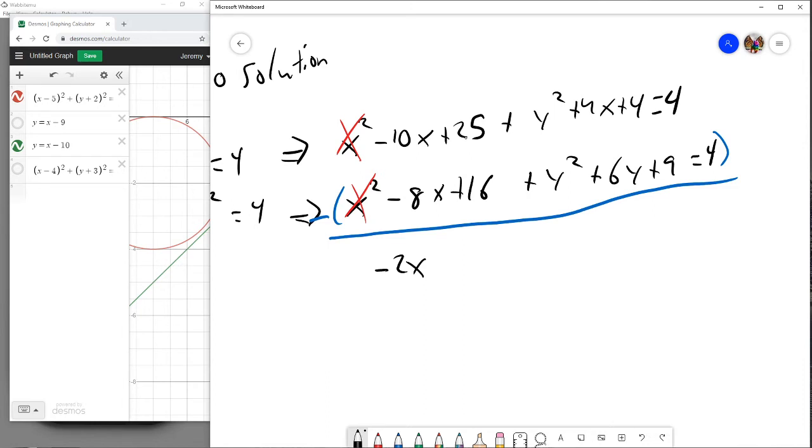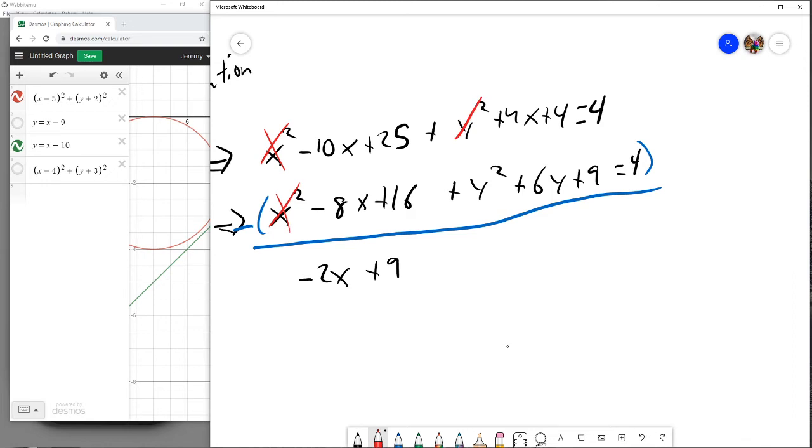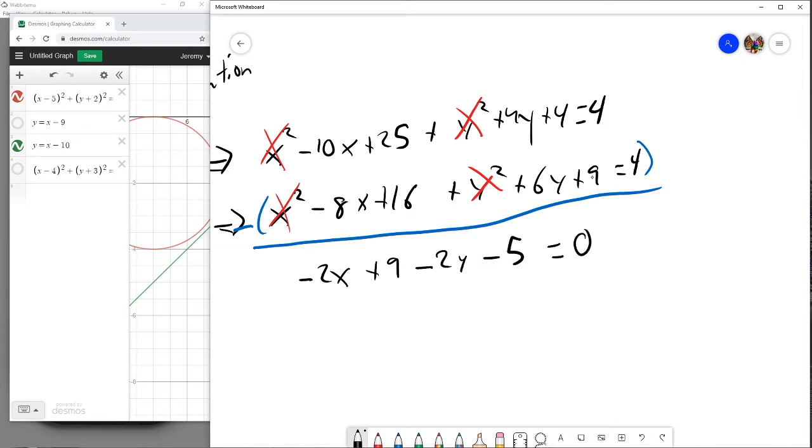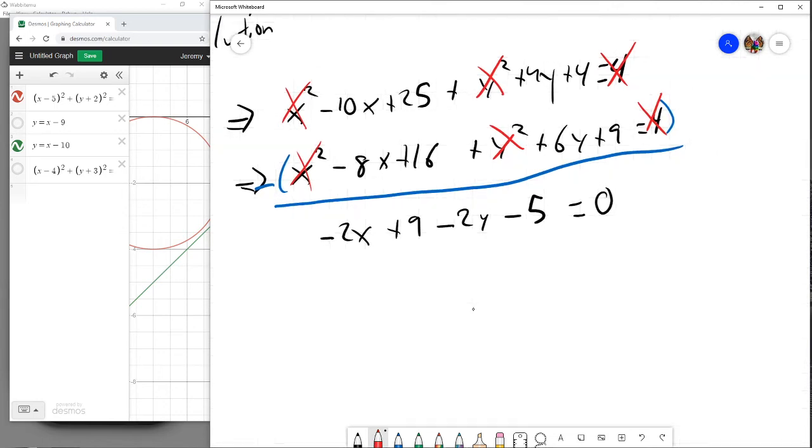You have 25 minus 16, so that's going to be plus 9. The y squareds die off, which is also awesome. Then we have 4y minus 6y, that gives you a negative 2y. And then we have 4 minus 9, so that's minus 5, and that's going to equal 0 because the 4's here also die. Alright, so this thing simplified to this, and we can simplify it further.